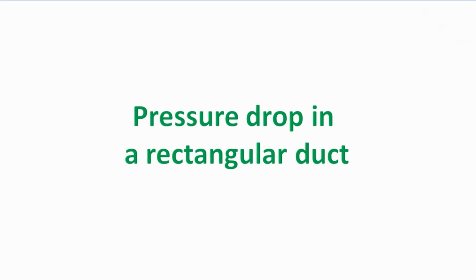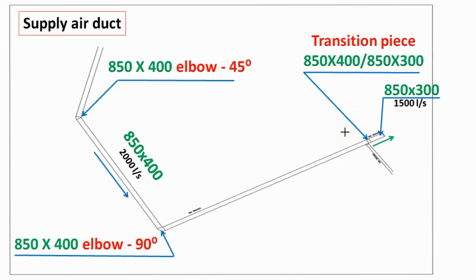In this video, we will do a sample calculation to calculate the duct external static pressure. And in this study, we will follow tables and charts given in ASHRAE. For our sample calculation, we have a supply duct drawing. Duct size is 850 by 400 and airflow in this duct is 2000 liter per second.